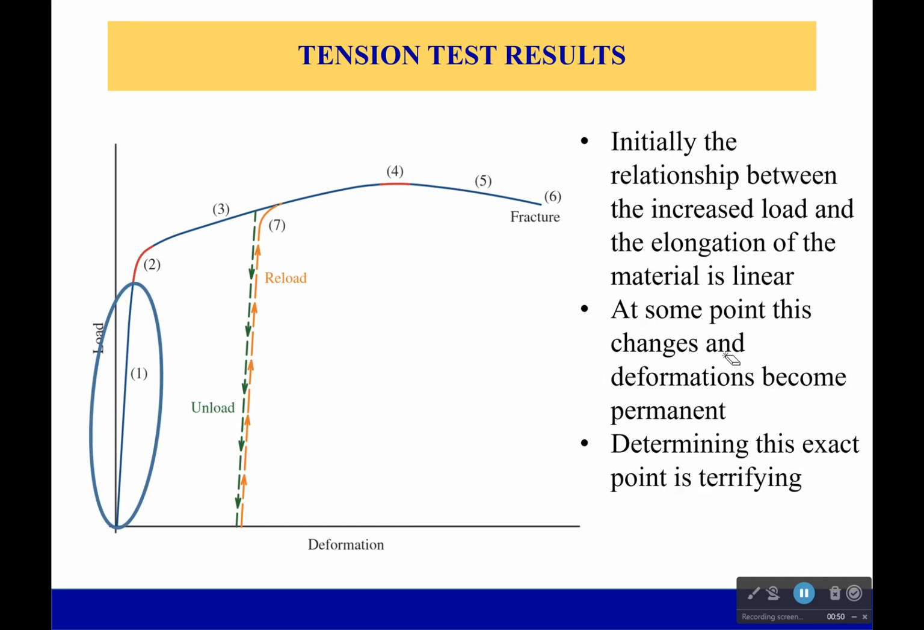Okay. So initially, the relationship between the increased load and the elongation of material is linear. This is normally where we keep it. However, at some point, the changes in deformation become permanent. However, determining that exact point is terrifying because it takes just so many steps. You keep on going and saying, well, did it go back to the original length? No. Did it go back to the original length? No. Did it go back to the original length? Yes. No. Okay, we'll have to start iterating between here and here until finally you hopefully get close to it. But it takes a lot of samples, a lot of experiments, and so we typically just say, okay, we'll say that the elastic limit is here, even though it's actually up here, which is very difficult to find.